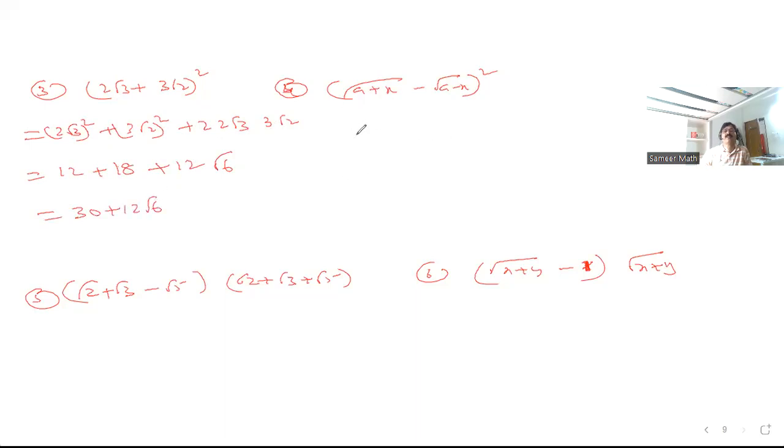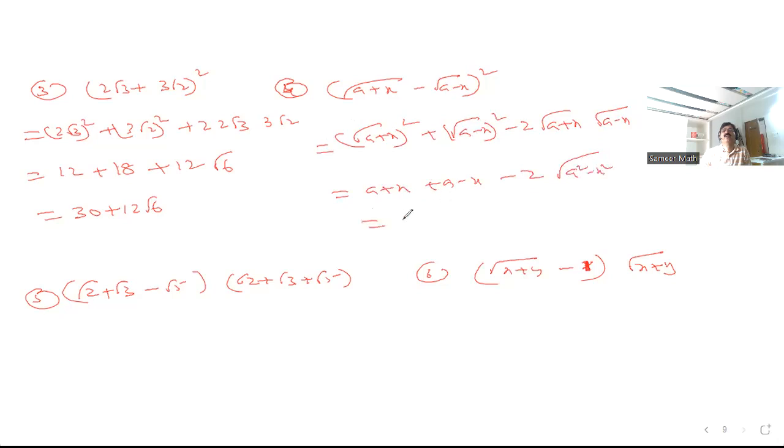Whereas in the case of a minus b, root a plus x whole square, a square plus b square, right, minus 2ab. We expanded here and we got a plus x, a minus x, 2 root of a square minus x square. So finally, we got 2a minus 2 root of a square minus x square.